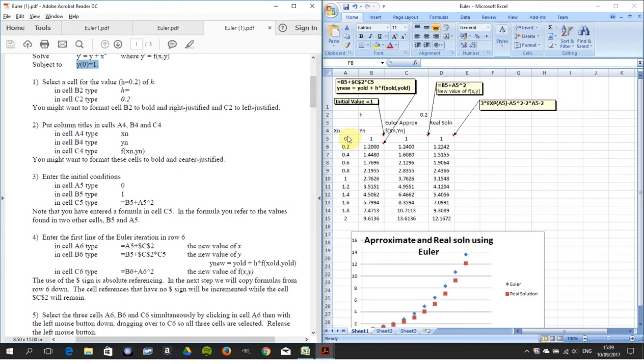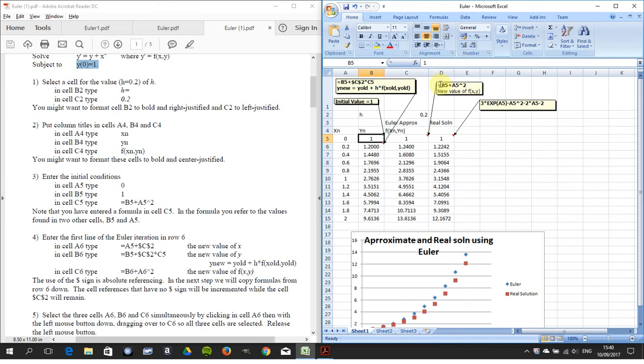So let's look at this here. These are the x values, starting at 0, and then the x value is the previous value plus 0.2, so it's just up there. A5 plus C2, so A5 is the previous one plus 0.2, and then when you drag down that will be A6 plus C2, so we're going up in steps of 0.2.